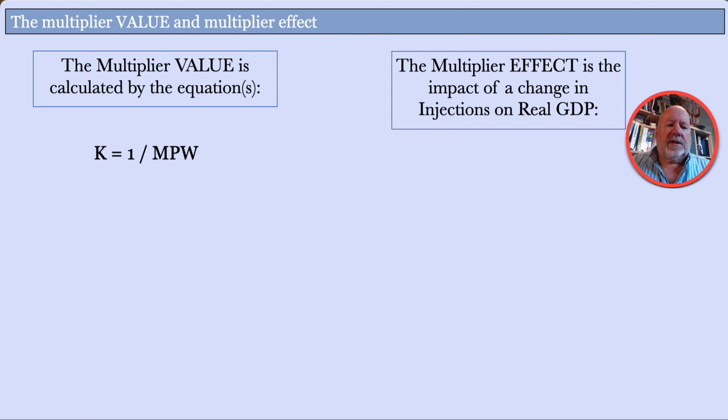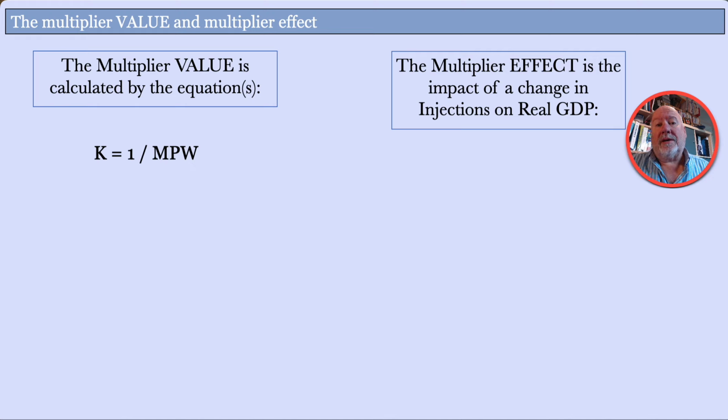The value of the multiplier, which we call in economics K, is equal to 1 divided by the marginal propensity to withdraw. So hopefully in your notes you understand marginal propensity to withdraw. It's simply out of your extra income how much you decide to withdraw from the economy, i.e. save, tax and spend on imports. So the marginal propensity to withdraw is made up of the marginal propensity to save, the marginal propensity to tax and the marginal propensity to import. Okay, so basically that is the change in the withdrawals over the change in your income.